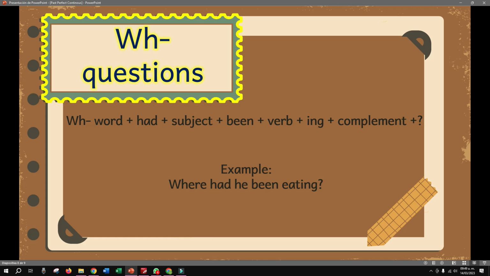Remember that you must answer this question in a complete way. For example, he had been eating in his favorite restaurant. That is a complete answer, right? That would be like an affirmative sentence. So, where had he been eating? He had been eating in his favorite restaurant. That would be the answer for that kind of question, right?